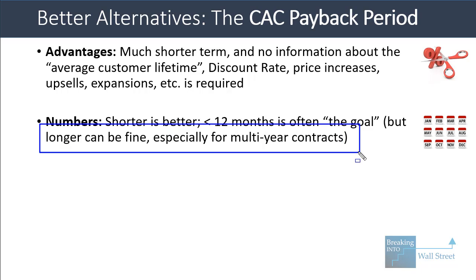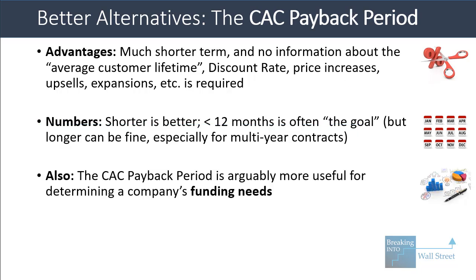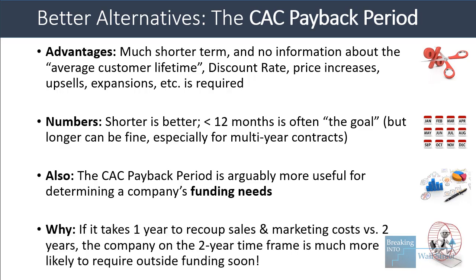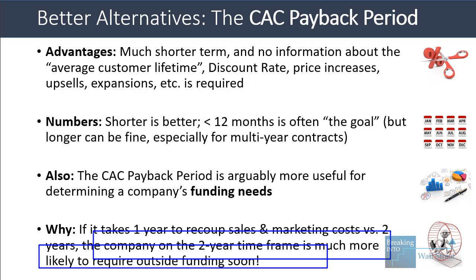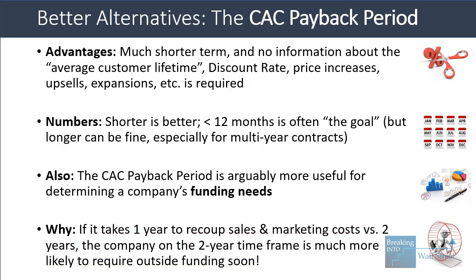If a company is selling 5-year contracts and it takes 2 years to recover the costs, it doesn't really matter that much because if you think about it, it's not much different from a company with 12-month or year-long contracts that takes, say, 4 or 5 months to recoup its costs. The CAC payback period is arguably more useful for figuring out companies' funding requirements as well. If it takes a company 1 year to recoup sales and marketing costs, and it takes another company 2 years, the company on the 2-year time frame is probably going to have to raise funds more quickly than the company on a 1-year time frame.